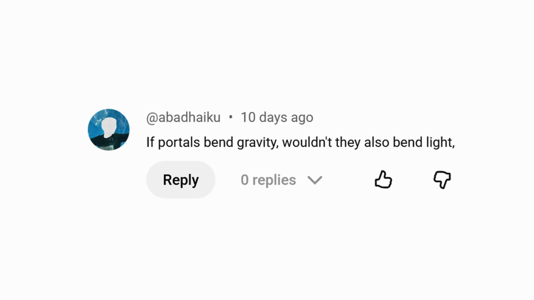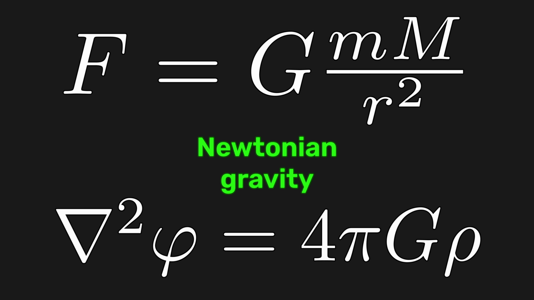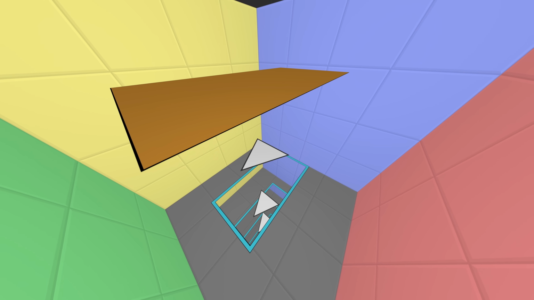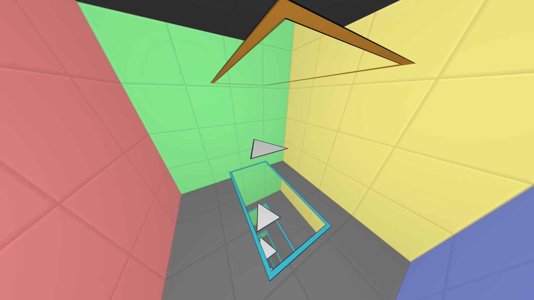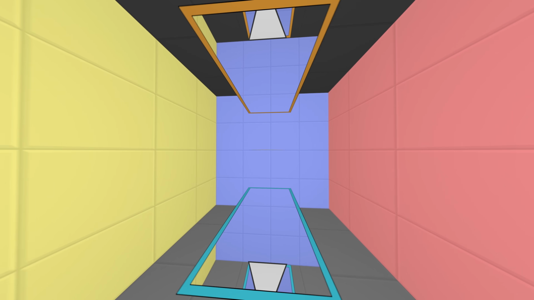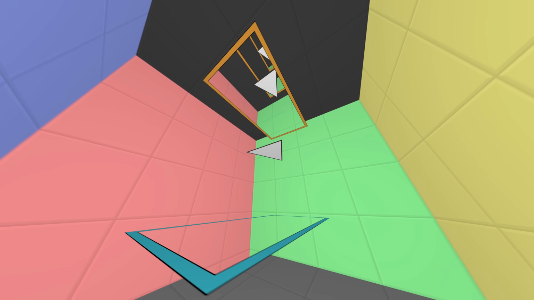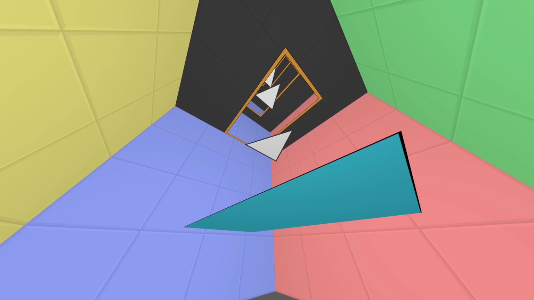Let's start with one of the most frequently asked questions. Will light be bent because portals bend gravity or bend space? No, we are considering Newtonian gravity, where gravity doesn't affect light at all, and portals bend space while keeping it flat. So portals will still look like magical doorways to other worlds.